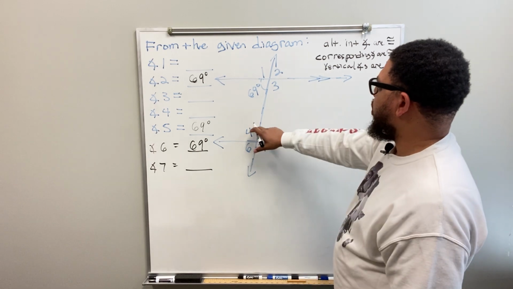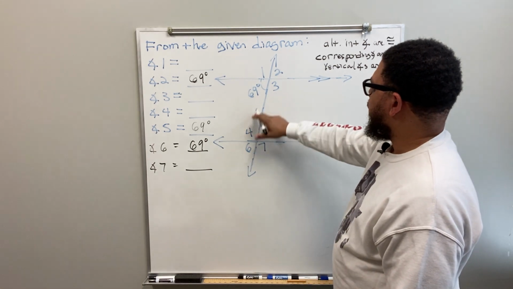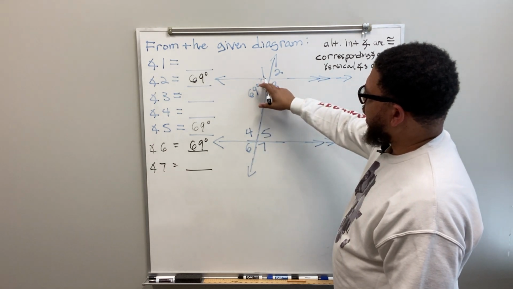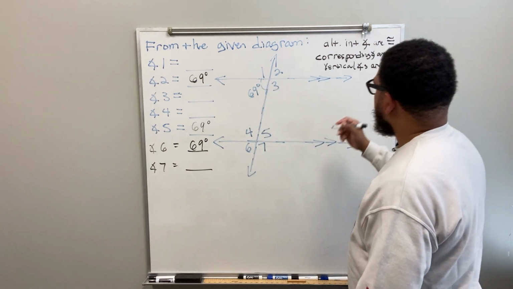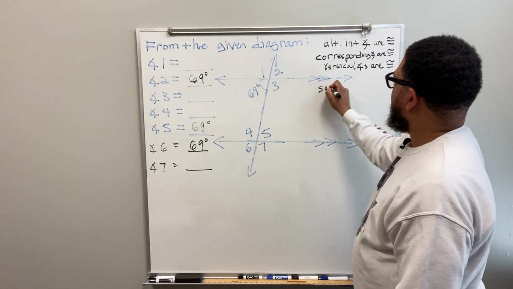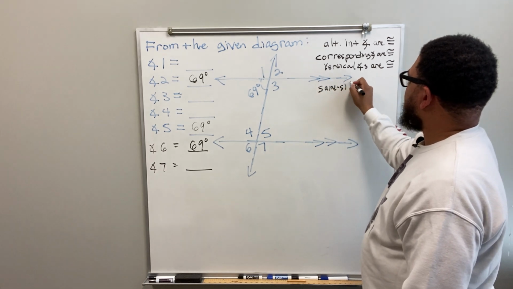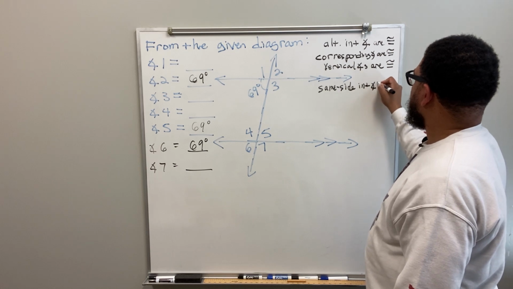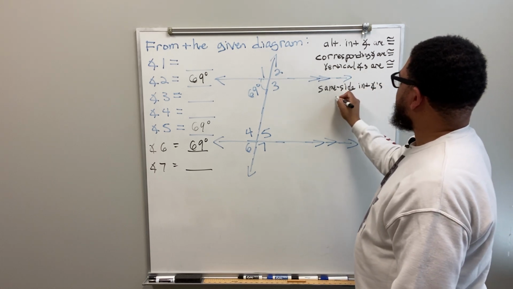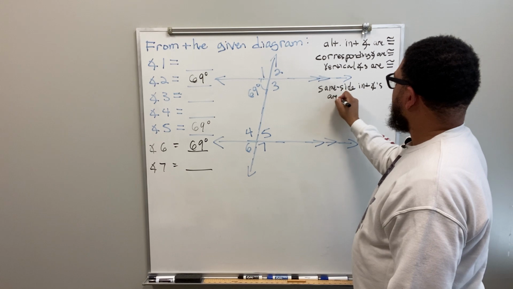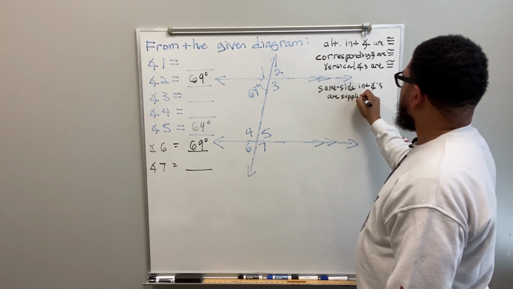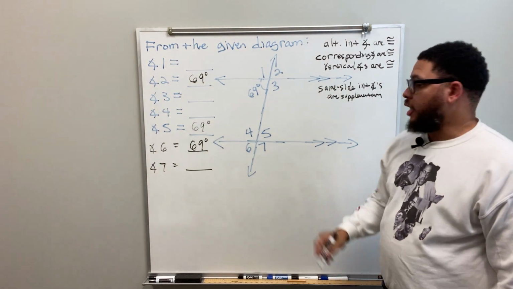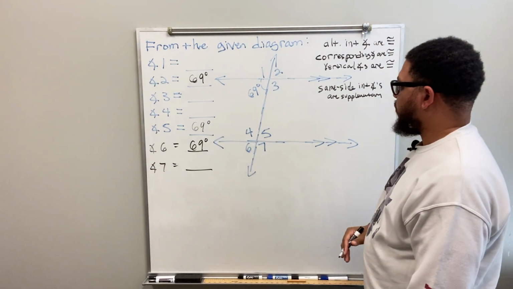What about angle 4? Angle 4 jumps out at me. And I'm going to tell you what about angle 4, because angle 4 and this 69 degree angle have a special relationship. Those are called same side interior angles. Now, same side interior angles are supplementary. Same side interior angles are supplementary, right?